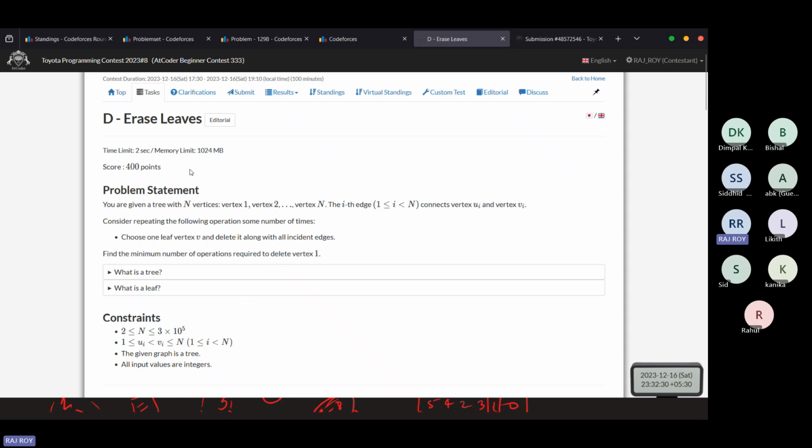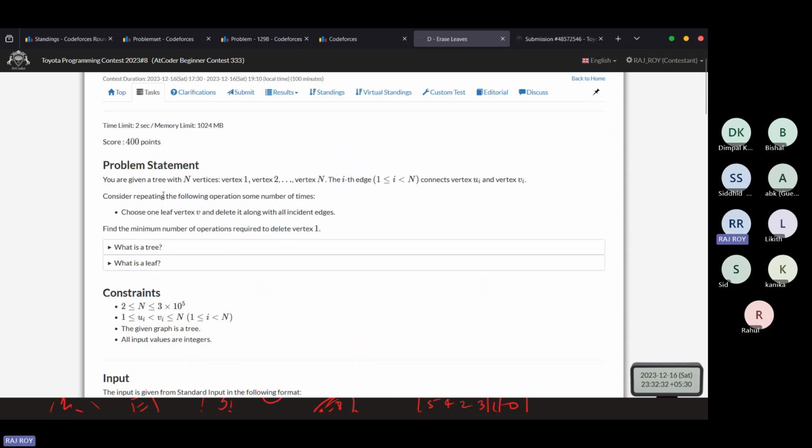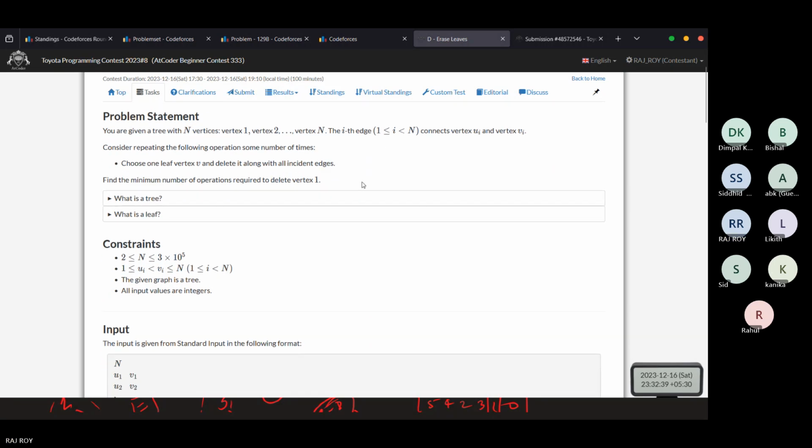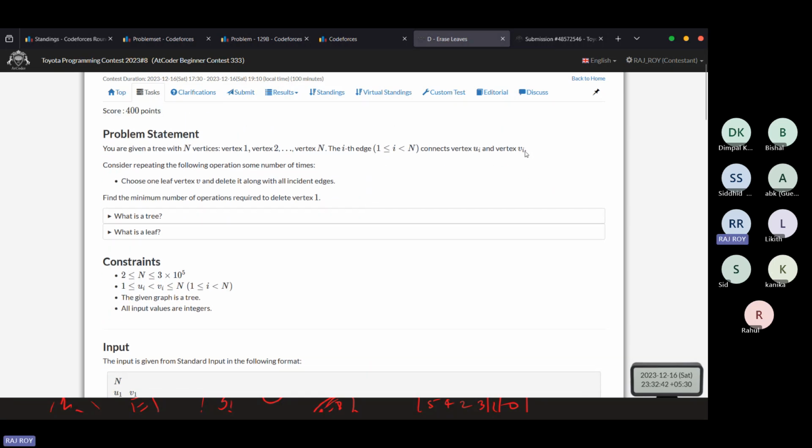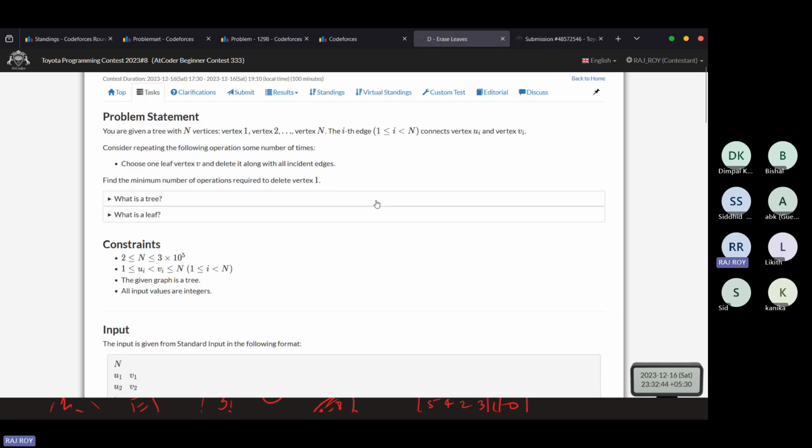Okay, so problem D, Erase Leaves. You are given a tree with n vertices, numbered from 1 till n, and you will be given n-1 edges, where ui is connected to vi as well as vi is connected to ui. The question states to repeat the following operation some number of times: choose any one leaf, let's say vertex v, and delete it along with all its incident edges. We need to find the minimum number of operations required to delete vertex 1.